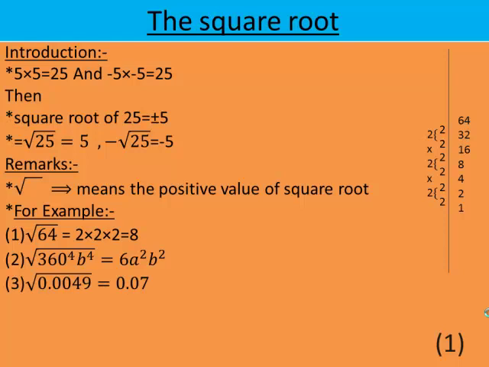The square root of 0.0049 equals 0.07. Here, the square root of 25 x power 2 y power 2 over 36 equals 5xy over 6. Now we move on to another example.